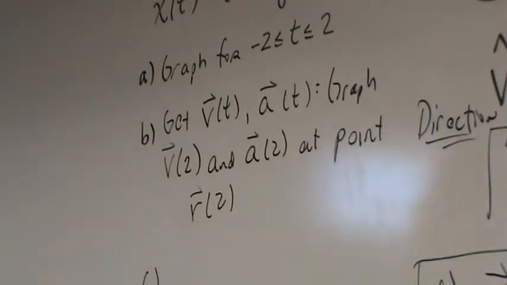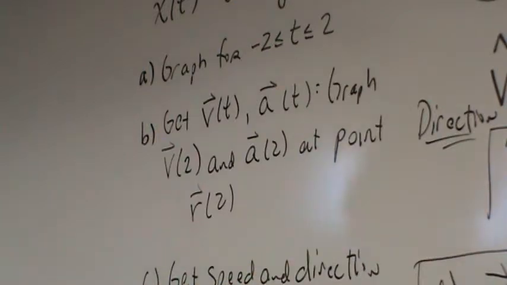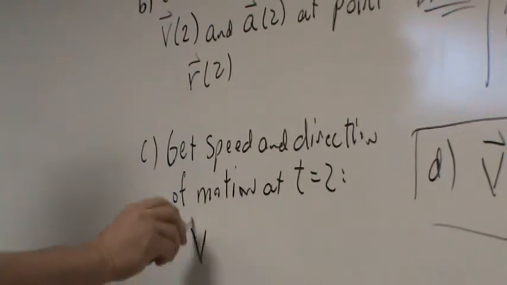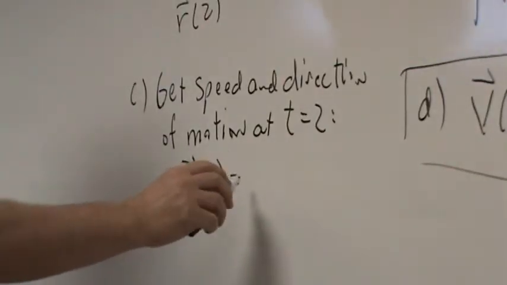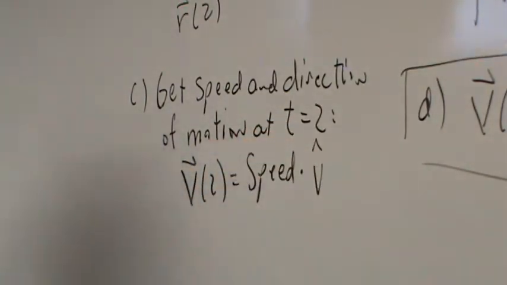And then part C, I'm going to want you to get the speed and direction of motion at t = 2. That is, I'm going to want you to write your velocity as the speed multiplied by the unit vector. That's all I want you to do, and that's good enough. Okay, good luck, you guys.